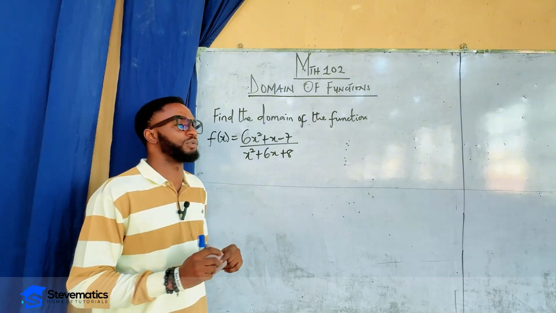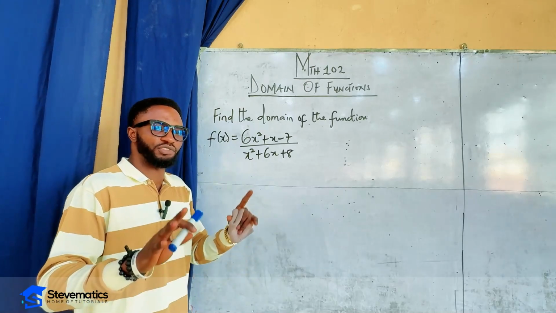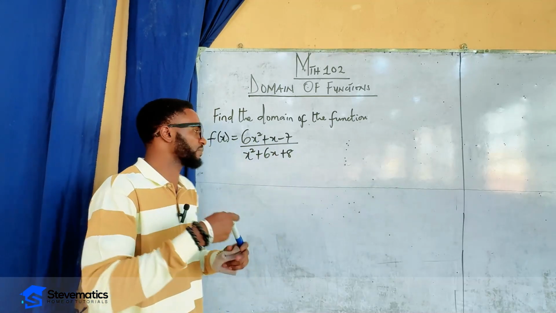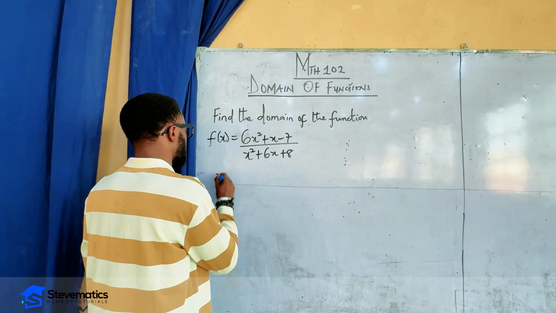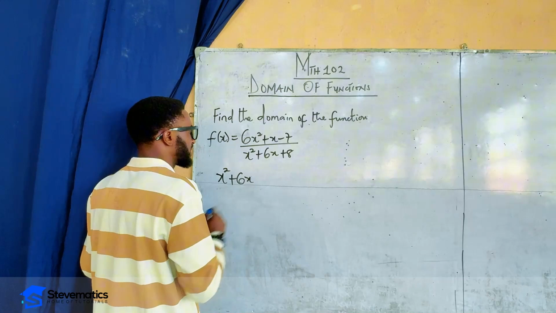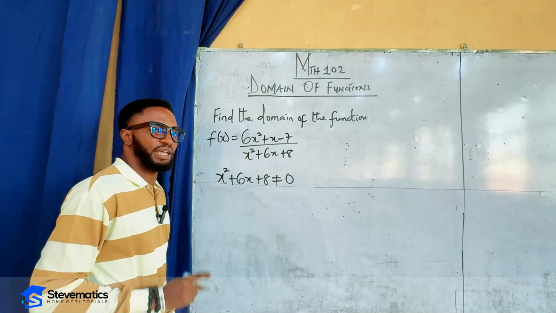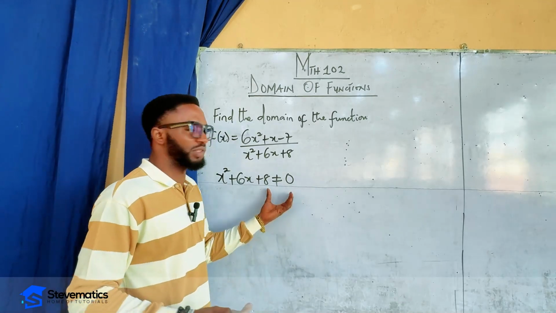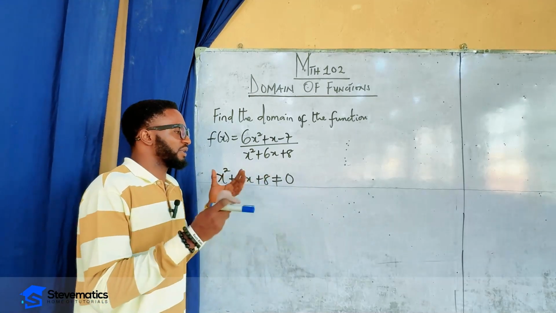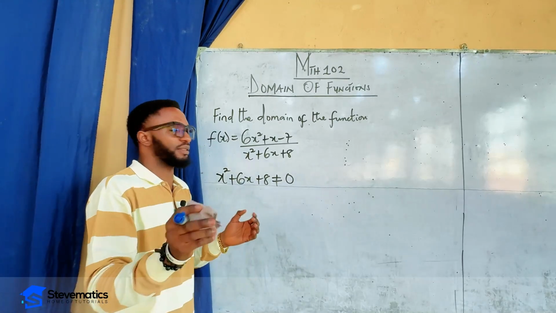Good. Now, the first thing to do, you've noticed that it's a rational function. Set the denominator not equal to 0. So we have this: x squared plus 6x plus 8 not equal to 0. That's the first thing. Like I said, why are we always doing this? We are trying to look for the points of x that will make that function undefined. Then we avoid that point or those points.